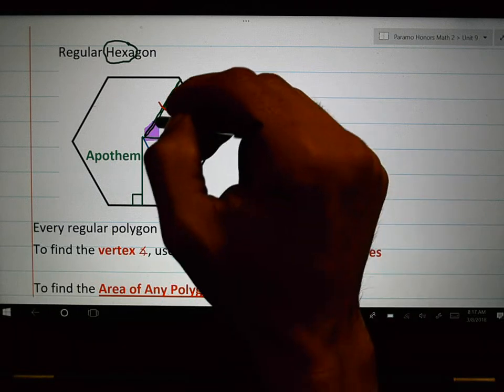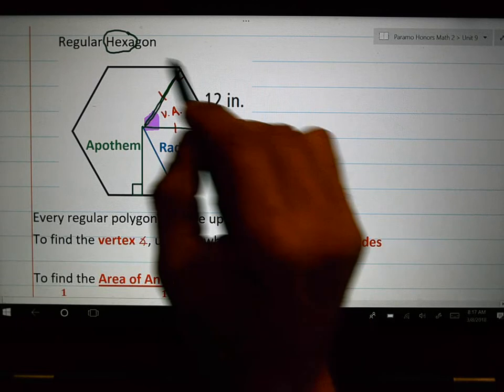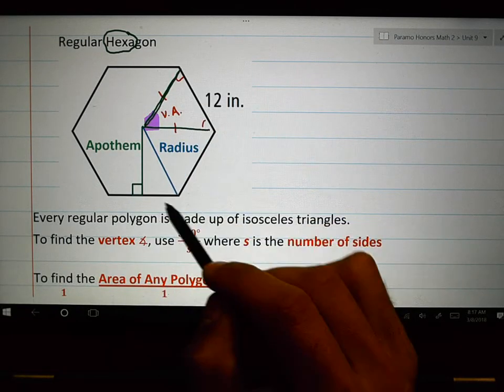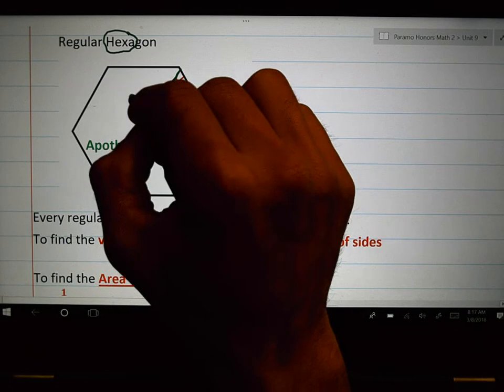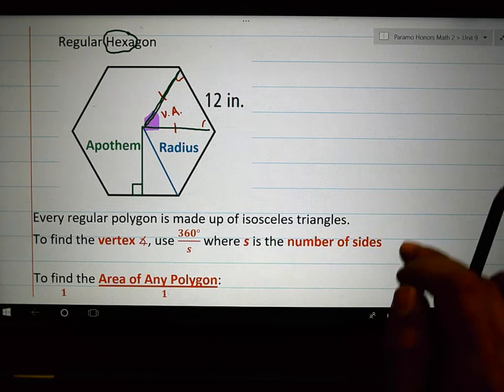So if I'm trying to find the vertex angle, the easiest thing for me to do is to take 360 degrees, or all the way around a circle, and divide it by however many sides you have, because these vertex angles should end up being equal to each other. That's the first formula we're going to use.